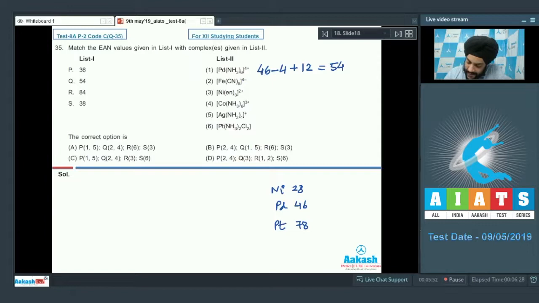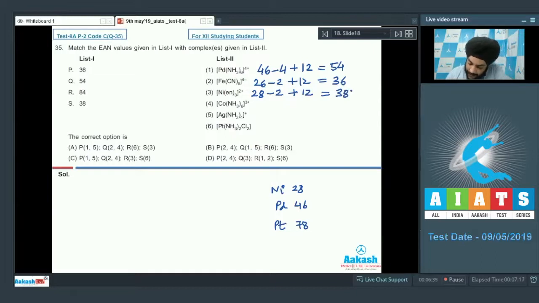So Fe has an atomic number equal to 26. It is present in a state of +2. Plus there is donation of 12 electrons from cyanides. So this is equal to 36. Let's talk about the third option now, students. Ni, it has an atomic number equal to 28. It is present in a state of +2. Plus it gets 12 electrons from the ligands. So this will give us a value equal to 38.